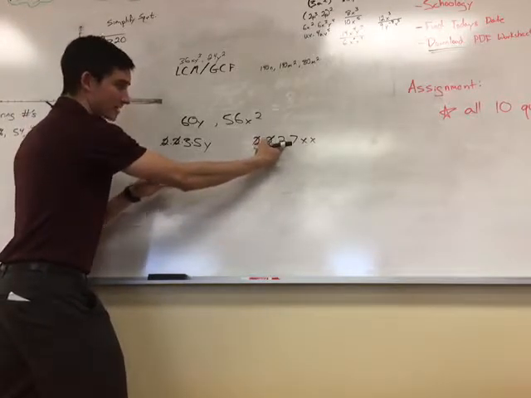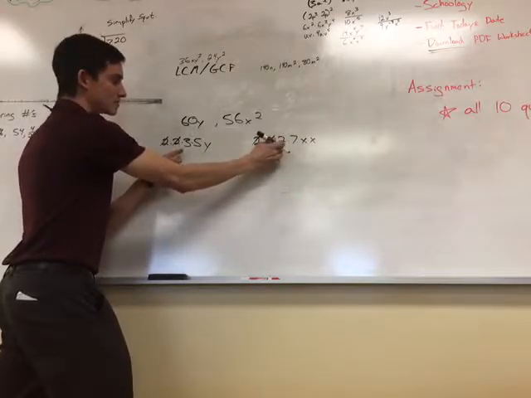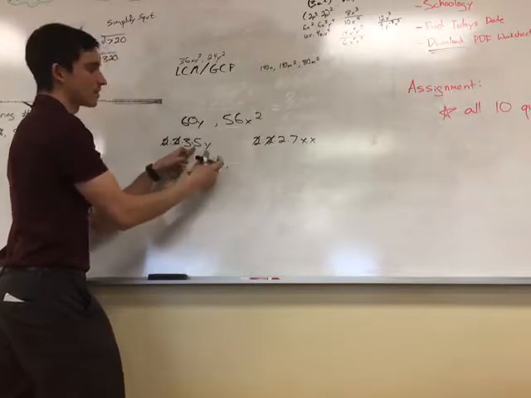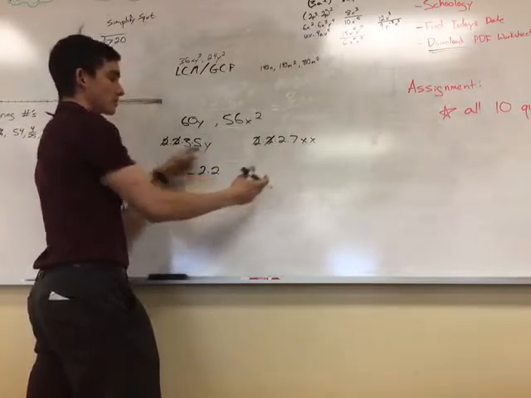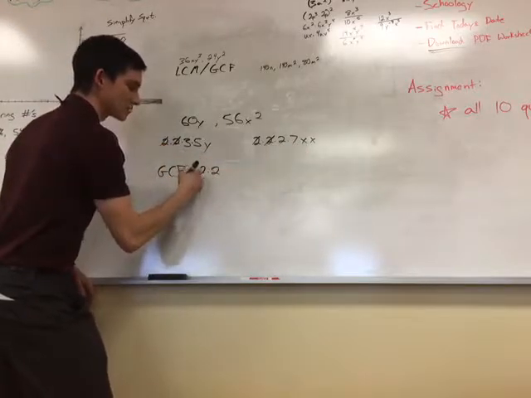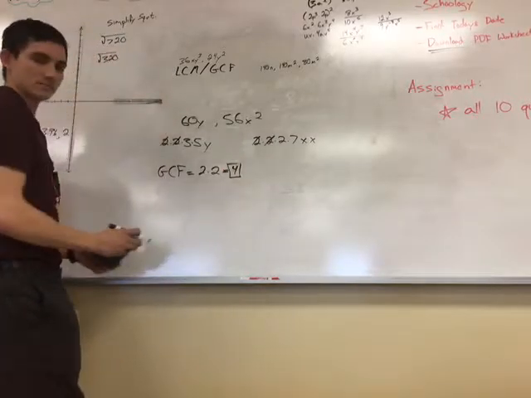This third 2 is not going to be in there because the other number doesn't have a third 2. They don't have it in common, so I'm not going to use that 2. Do they both have 3's? No. Do they both have 5's? No. Do they both have 7's? No. Do they both have y's? No. Do they both have x's? No. So my GCF is simply 2 times 2, and that's all I've got. Just 4. That's my GCF.